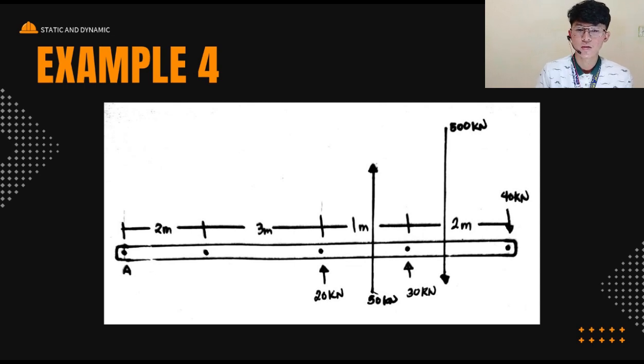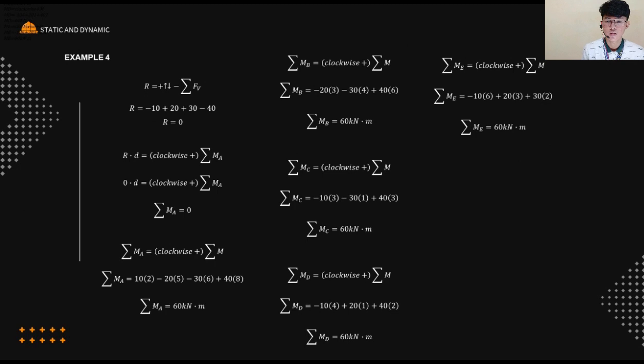So, for our resultant, using the formula R equals the summation of force vertical, dahil vertical lang naman yung ating mga forces. So, R equals negative 10 dahil pababa yung negative 10, plus 20, plus 30, and then minus 40 which is pababa yung 40 kN na force. So, ang makukuha nating resultant is 0. So, yun yung ating resultant, R equals 0.